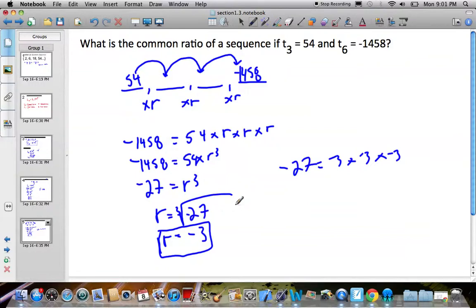So you see, guys, that there are a bunch of different questions, but it all comes back down to common ratio, general term. Okay, understand those two things, and you should be okay.